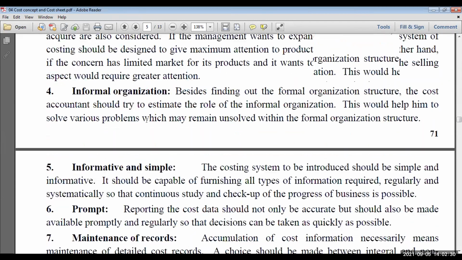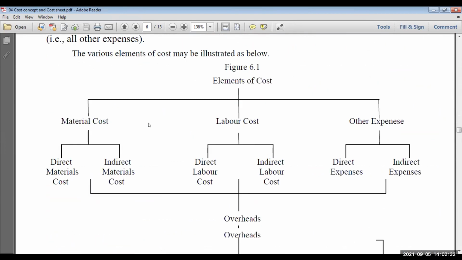Having understood the meaning of cost accounting, we now come to the elements of cost. Look at this chart. I already asked you a question: you are buying a pen for 10 rupees, what are the major costs involved in it? The very basic cost is material cost, without which we can't produce that product. Point number 2, labor cost. Point number 3, expense cost.